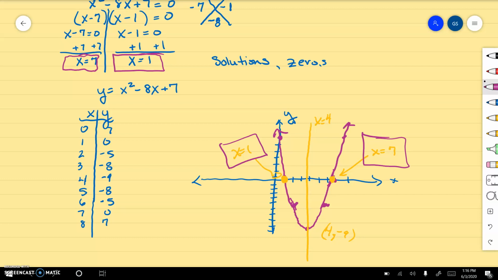Let's see. Oh, I'm at 10 minutes. I guess that's all we're doing. Make sure you copy this down. You can take a picture and send this in as your notes. You don't have to do any on your own because we're at 10 minutes.